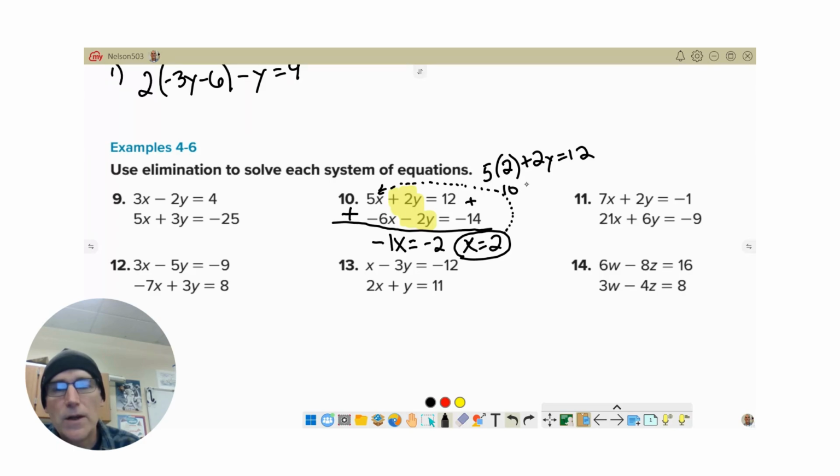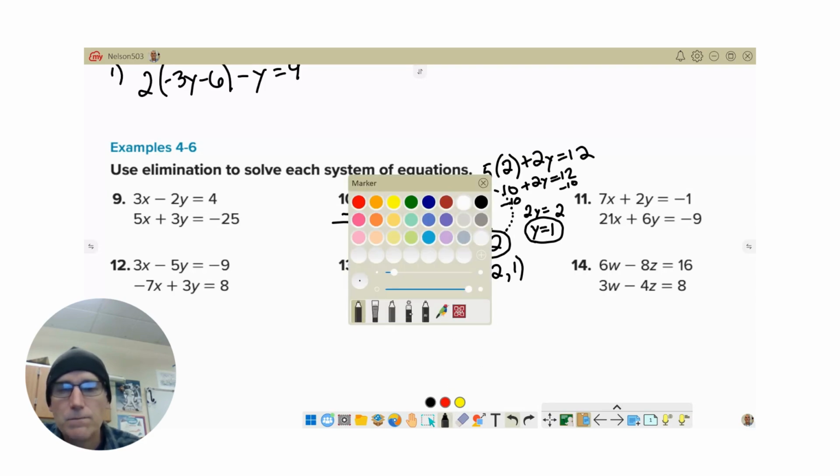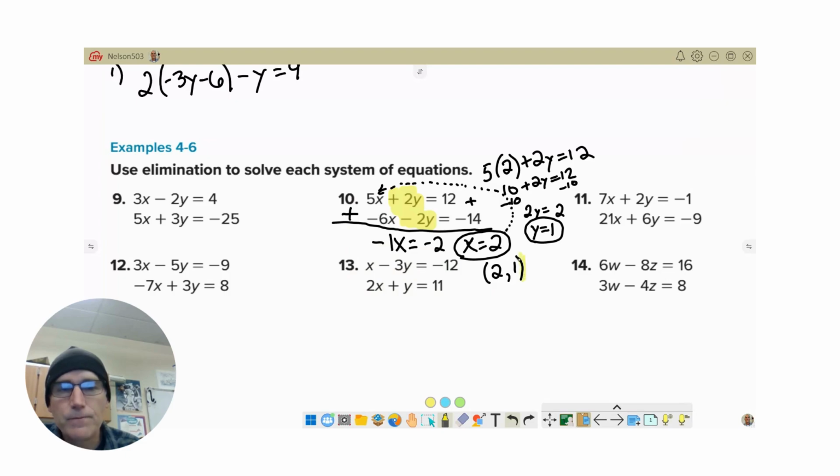Well, let's see, what do I get? 10 plus 2y equals 12. I subtract 10 from both sides, and I get 2y equals 2. And then I divide by 2 on both sides, and I get y equals 1. Okay, so I always want you to write the solution as an ordered pair, because that kind of emphasizes that it's the point where the two lines intersect, right? So my final solution is going to be written again as an ordered pair.